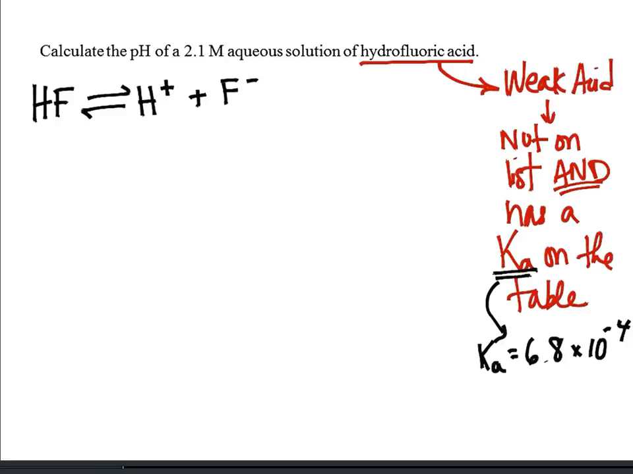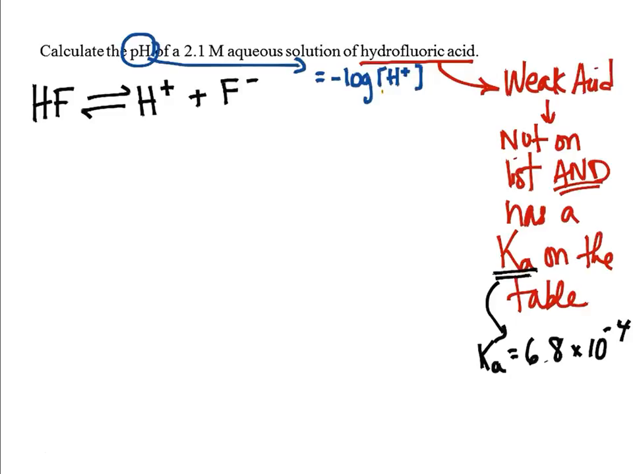So when we write that one, we're going to have it partially dissociate. That's why we have the double arrow. It means we need an ICE table, because we need to figure out what is the hydrogen ion concentration at equilibrium. And we're going to plug that into this expression for pH. pH equals the negative log of H plus. So we're going to start with an ICE table. We need to figure out what H plus is.